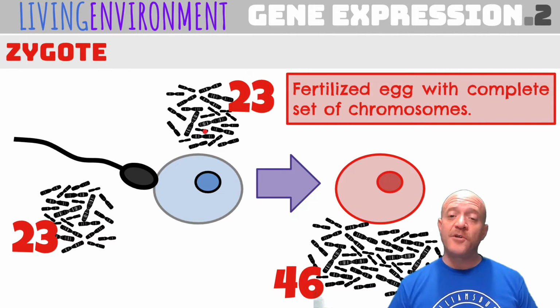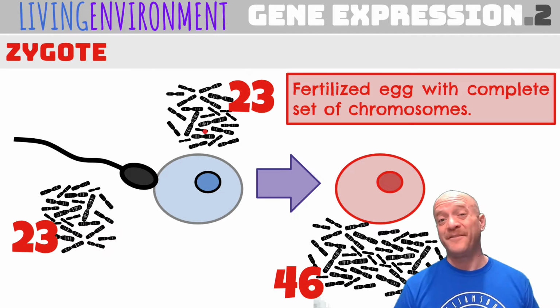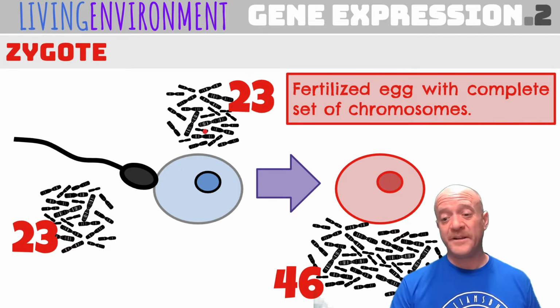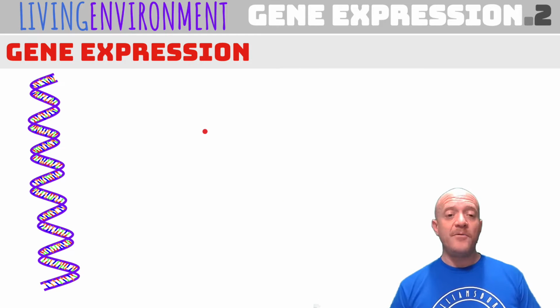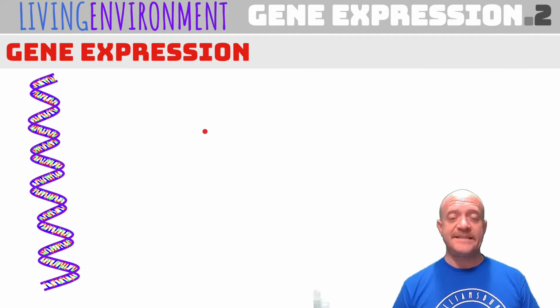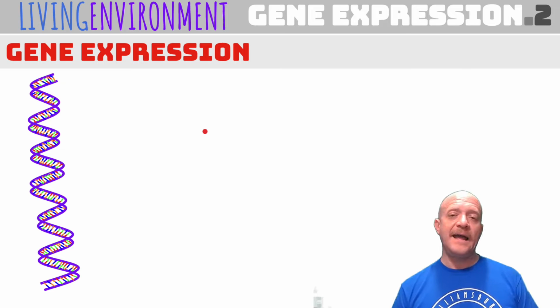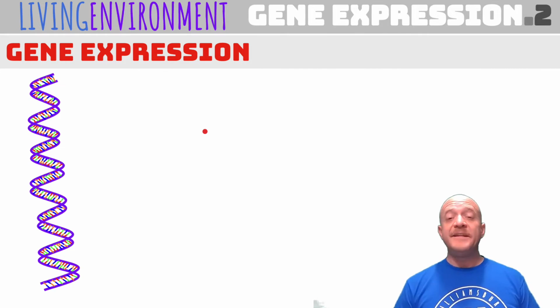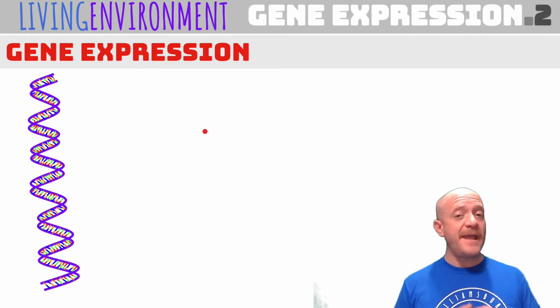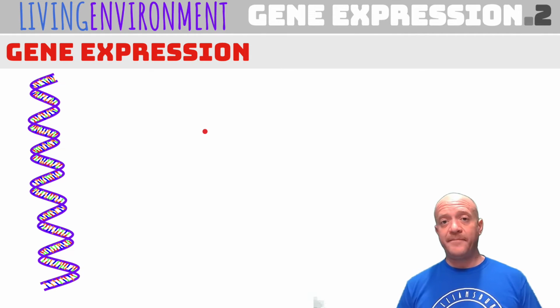Humans have 46 chromosomes. Other organisms have different numbers. Some may have 46, but many have more or less. Now, not every single cell is going to require every single protein that can be made. The DNA that we have can make any single protein in your body. Now, you don't need all of that because that would take up too much space.